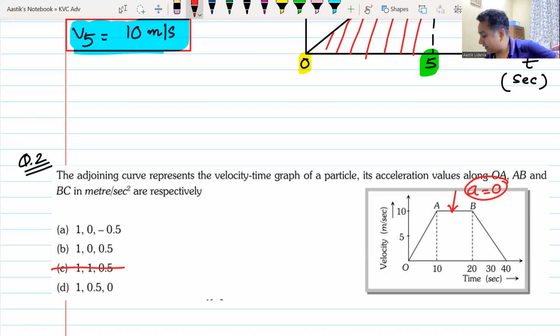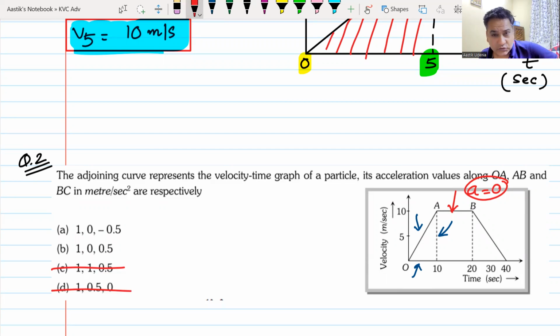Now you check the acceleration from blue path from O to A. So it will be this length, which is 10, divided by this breadth, which is 10. 10 divided by 10 is 1. All the options have 1. This option and this option have already gone. So only correct options are A and B.